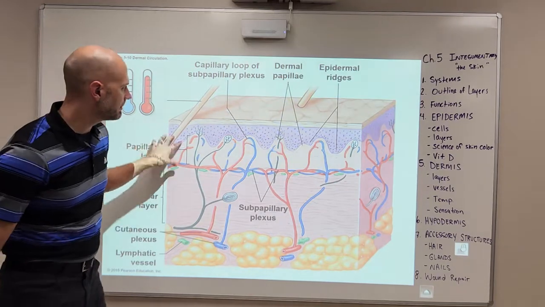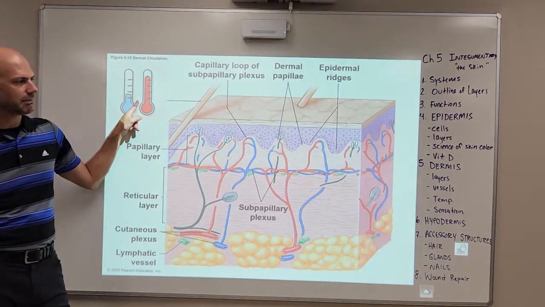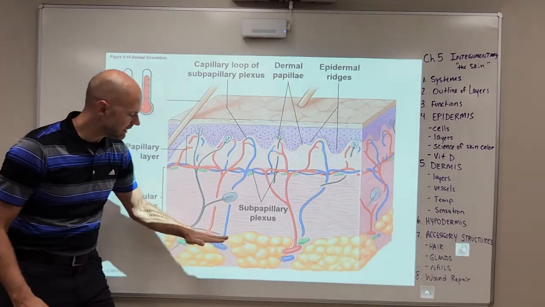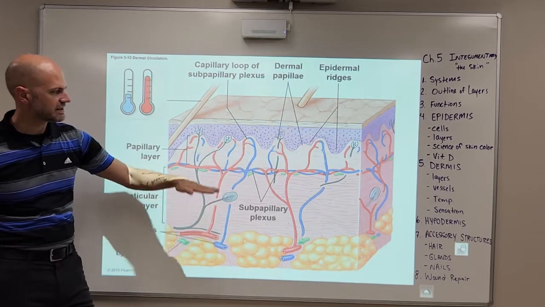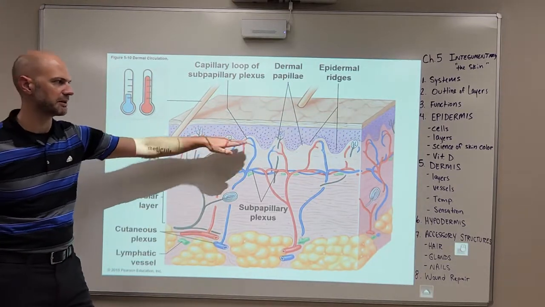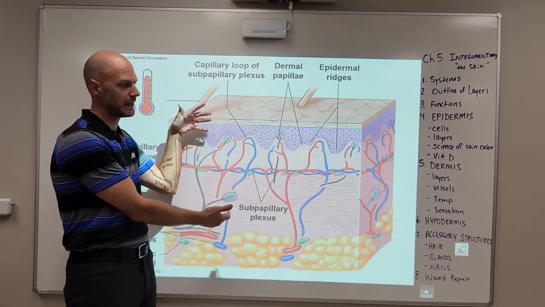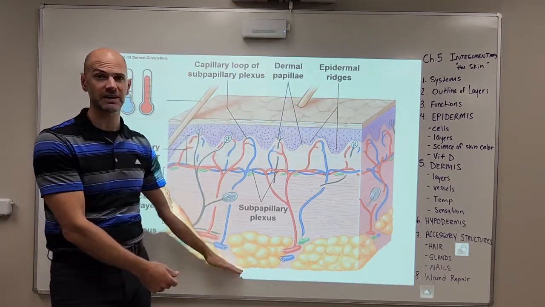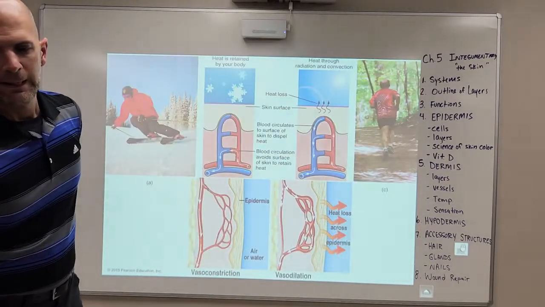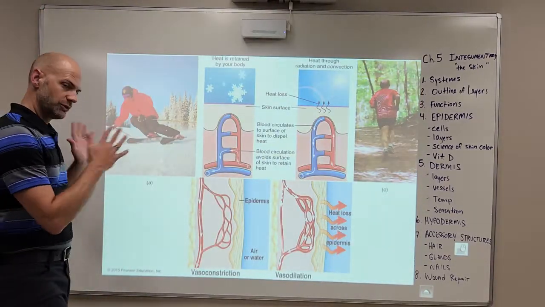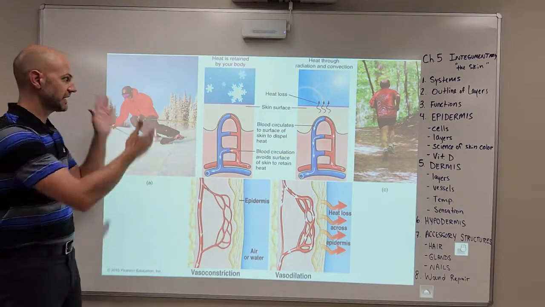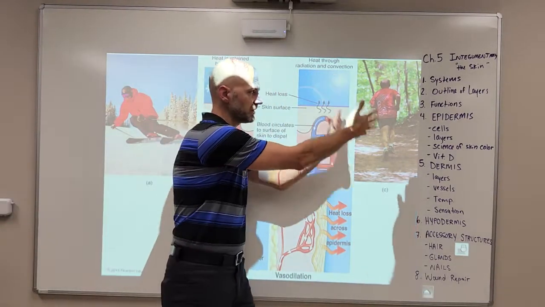All right, let's talk about body temperature. Okay, body temperature. We talked about the cutaneous plexus, the venous plexus, and the papillary plexus. These are blood vessels that are servicing the skin. Okay? The deeper you go, the bigger the vessels. So, two kind of extremes in temperature. Okay? Really cold on the left and really warm on the right.